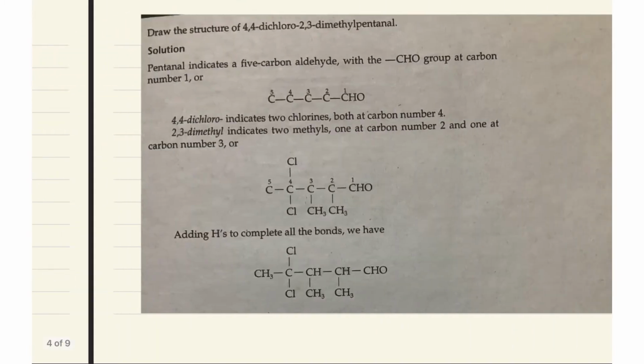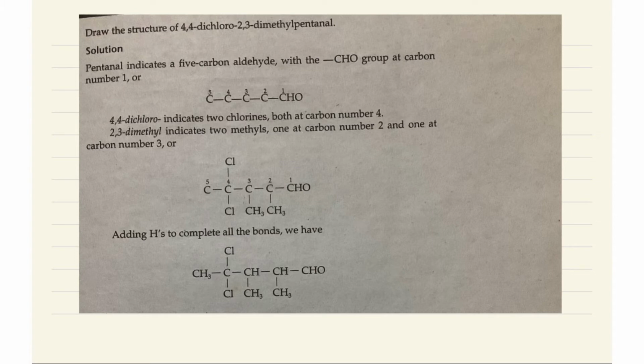Okay, now let's have another example. So what if I'll be giving you the name and you're going to draw it? So in this figure, it says here that we have here 4,4-dichloro-2,3-dimethyl-pentanal. So for the solution of this one, pentanal indicates the 5-carbon aldehyde. So with the CHO group at the carbon number 1, or like this one. Kasi diba naka-indicate to na it is always at the end. And then, kahit na nasa end siya, dun tayo always magsa-start ng ating number 1. Kasi andun yung ating functional group. So we have here 1, 2, 3, 4, 5. So that's our parent chain.